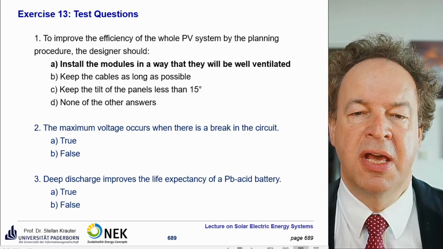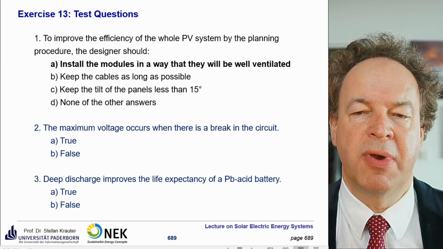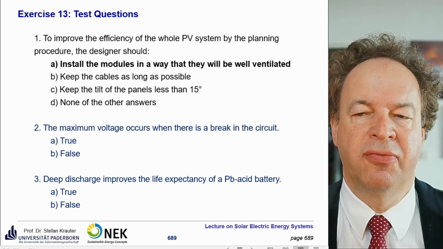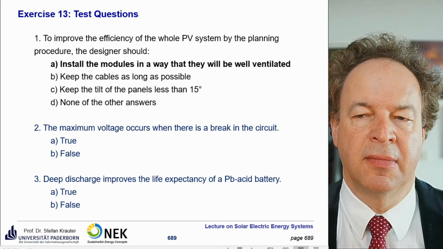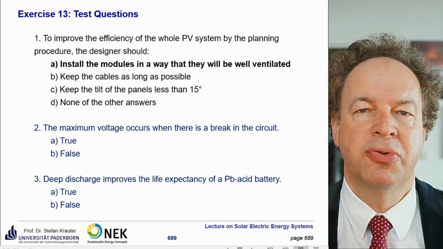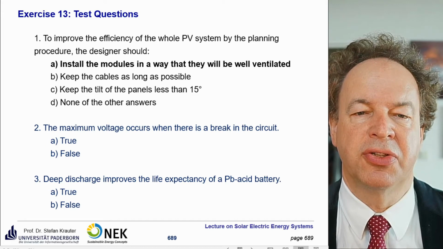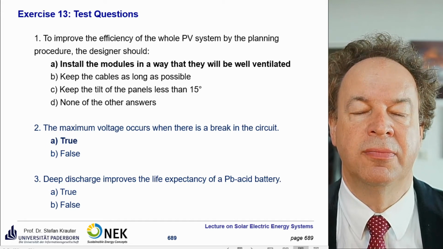Second question: the maximum voltage occurs when there's a break in the circuit. Is it true or false? So what happens if there's a break in the circuit? Then the modules are operating close to the open circuit voltage. That means you have the highest voltage. So that is true.